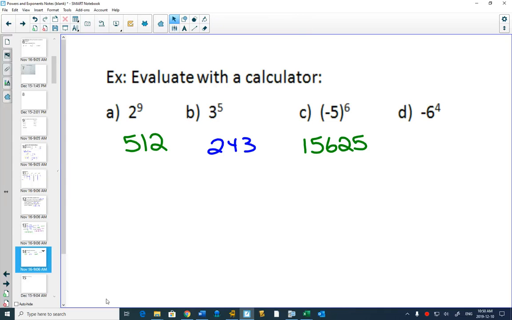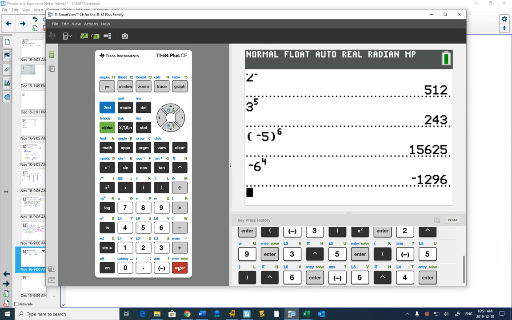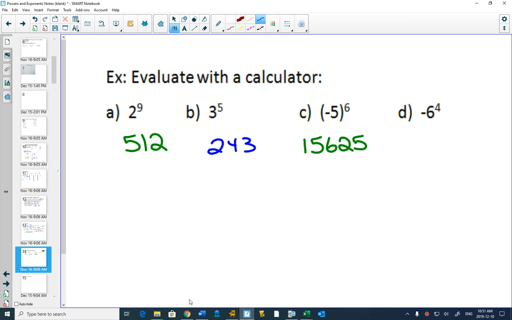The last one, when you look at it, if this was non-calculator, can you tell me if that answer is going to be positive or negative? It's going to be negative. Why? The negative is outside. So you only have the one negative. And when we type it into our calculator, exactly as we see it, negative 6 to the 4. Negative 1296.